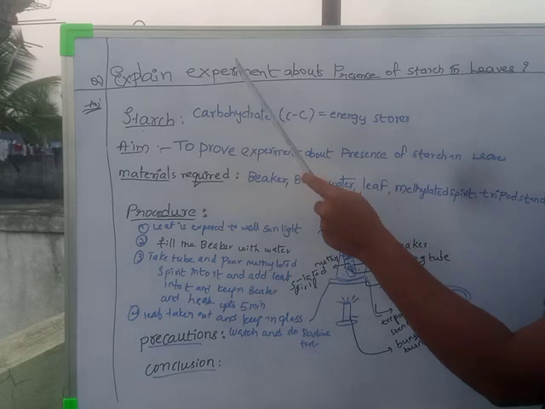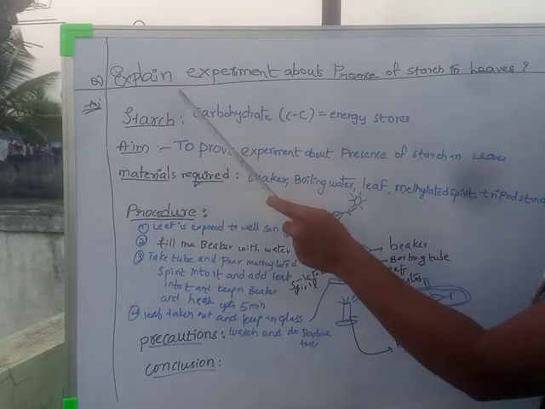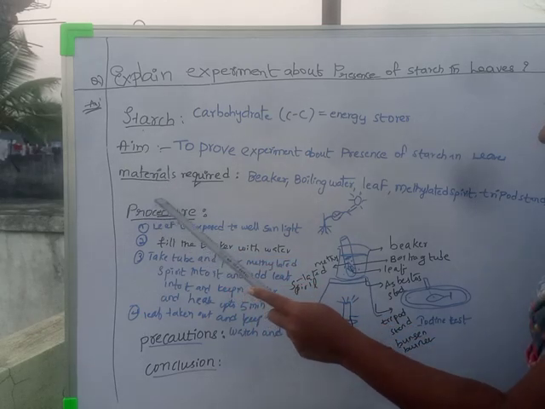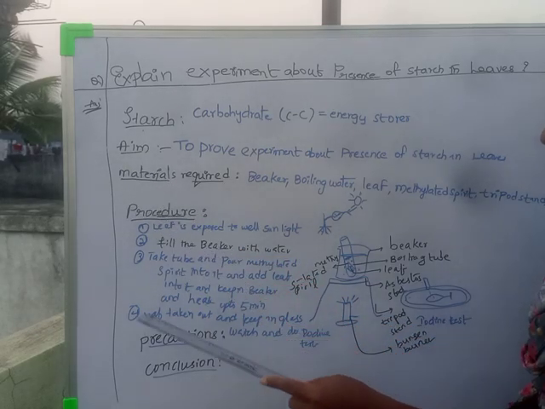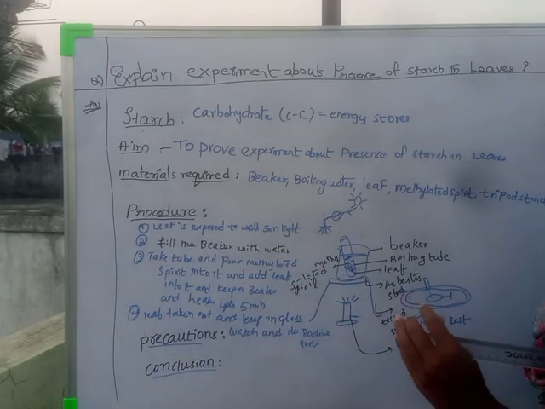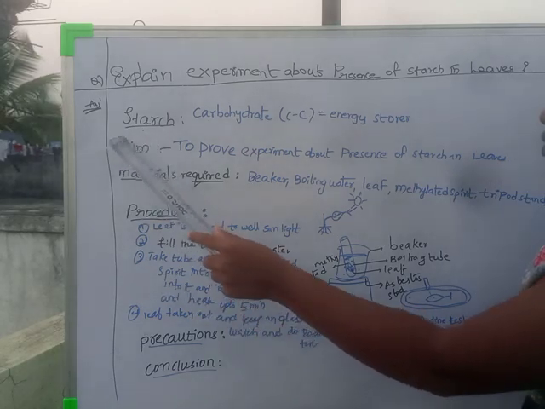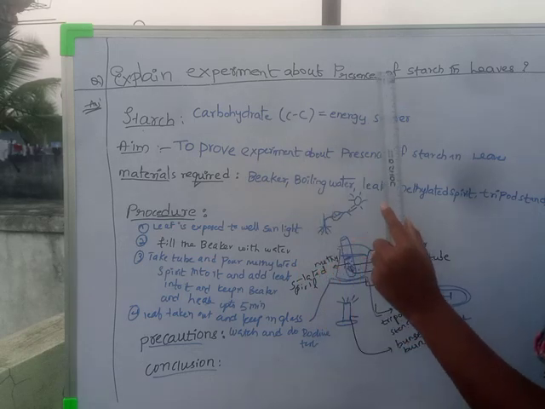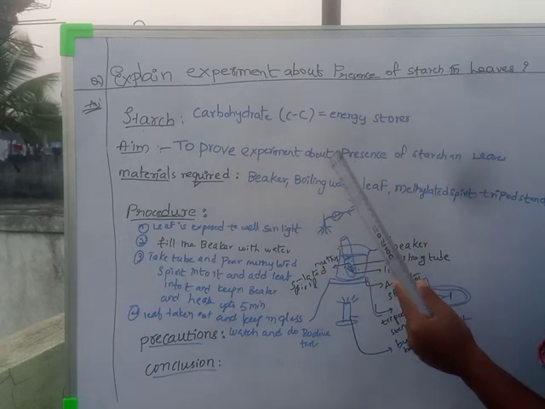We already know how to do an experiment. In an experiment, the major steps we have to keep as side points are aim, materials required, procedure, precautions, and conclusion. Here, aim is nothing but what we are going to do. It is to prove the presence of starch in leaves.